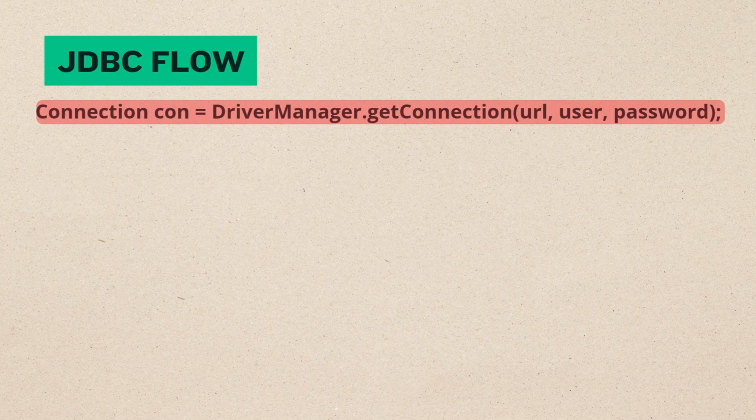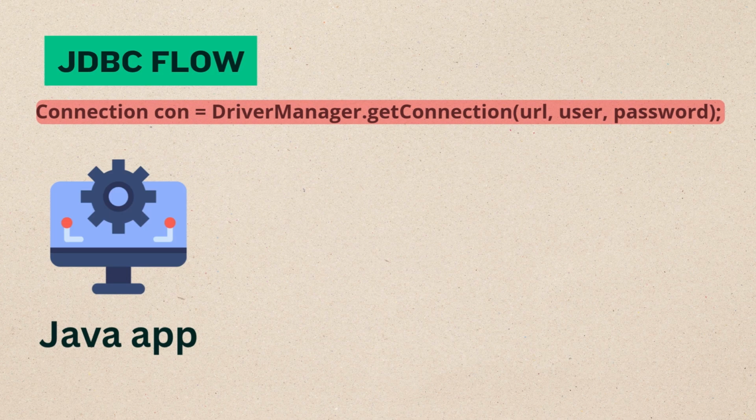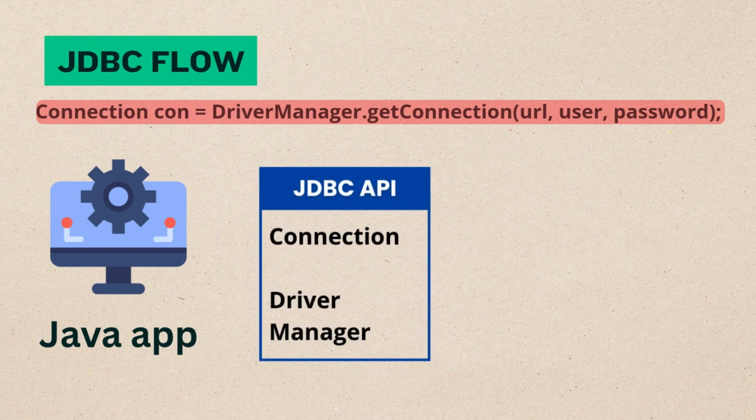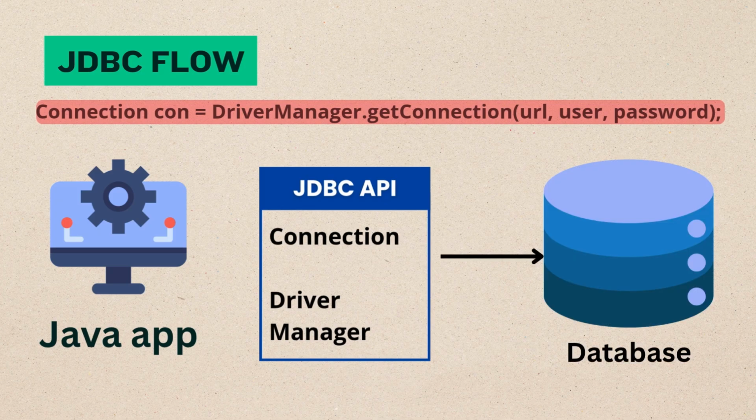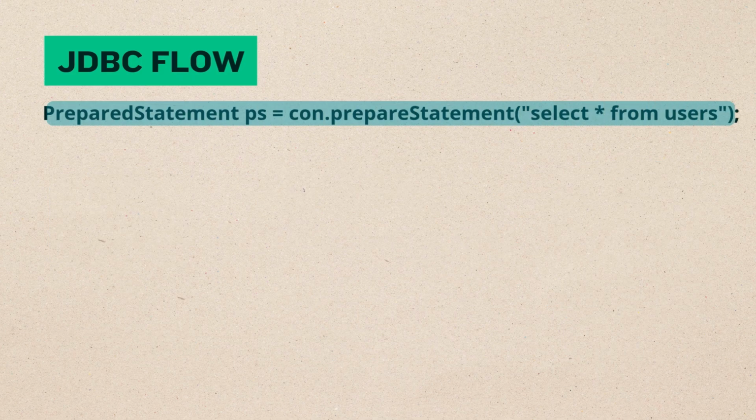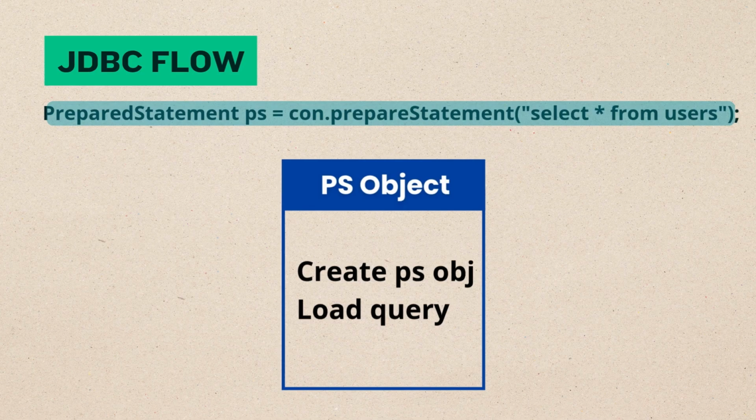In the first line of code, the Java application is using the Connection interface and DriverManager class from the JDBC API. The DriverManager uses the getConnection method to establish a connection with the database by loading the appropriate JDBC driver based on the JDBC URL. In the second line of the code, we create a PreparedStatement object and write a SQL query to select all the records from the users table.